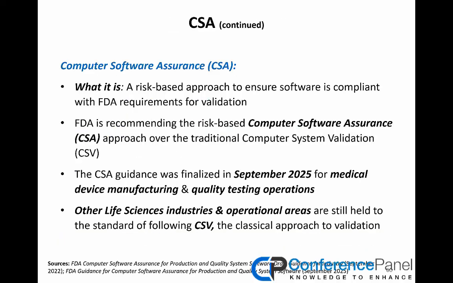CSA, computer software assurance. This is a risk-based approach like CSV to ensure software is compliant with FDA requirements for validation. But FDA is now recommending this CSA approach over the traditional CSV approach. CSA was finalized as a guidance in September of 2025, but only for medical device manufacturing and quality testing functions. A draft was issued in September of 2022, but the only final guidance is for a specific segment of industry, medical device. Other life science industries and operational areas are still held to the CSV requirement.